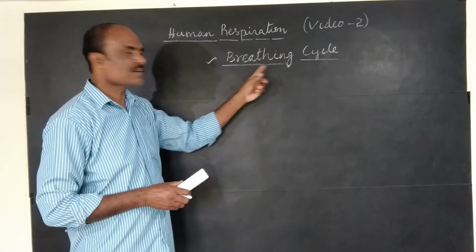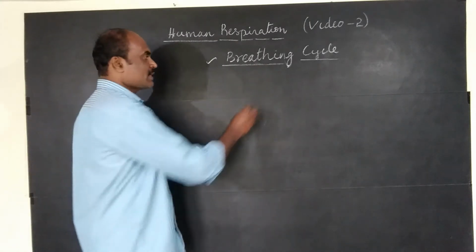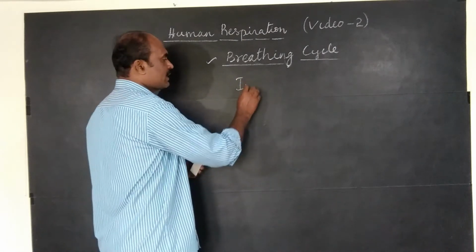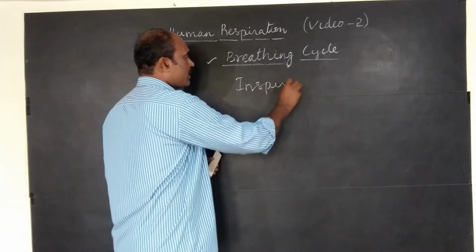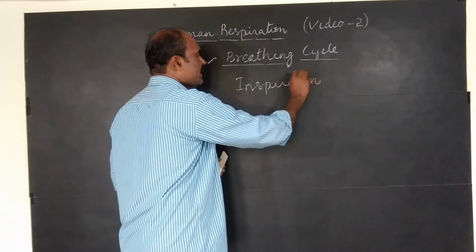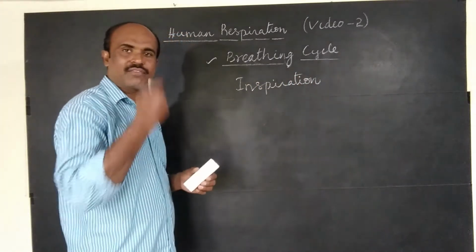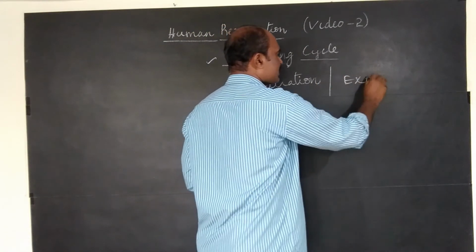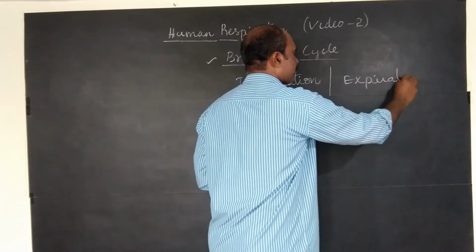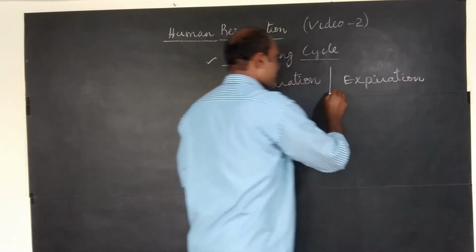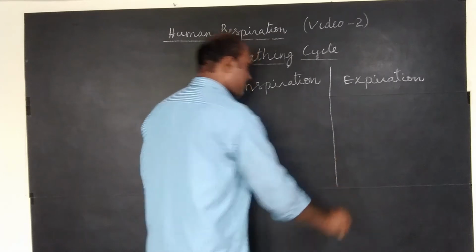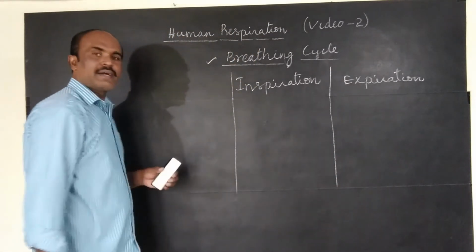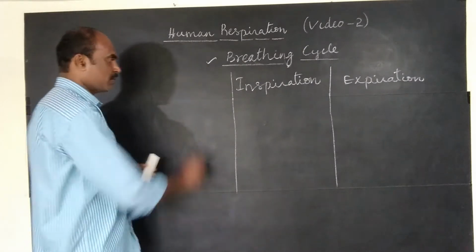Let us understand what is breathing cycle. Breathing cycle consists of two stages. Inspiration. What is inspiration? Inhalation, taking in of air. And expiration. What is expiration? Exhalation, leaving out air is expiration. To inspire and expire, ribs and diaphragm play a major role.